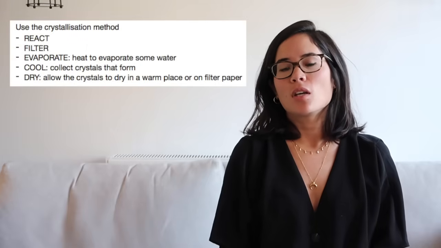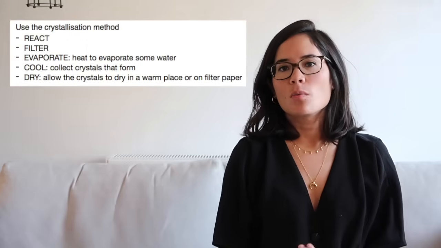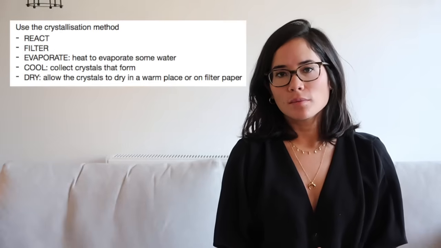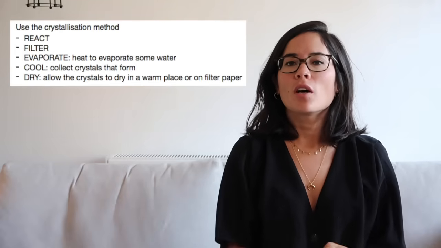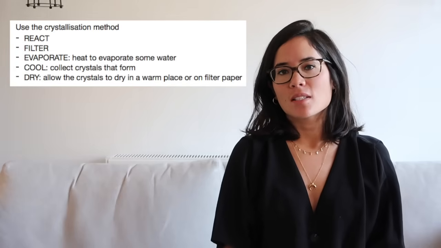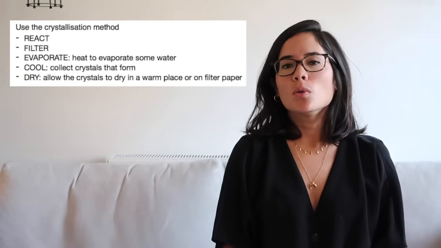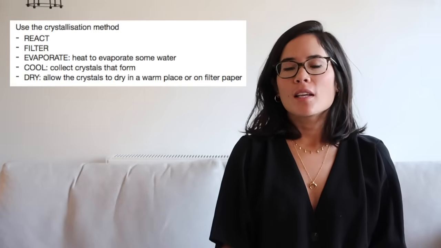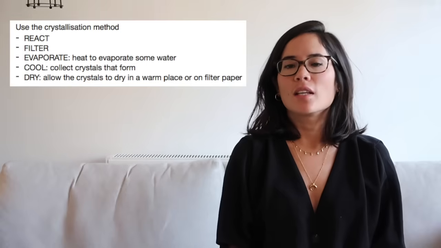Your summary for this is that you're going to react, for example, your metal hydroxide with your acid. You're going to filter in order to remove any undissolved solid. Then you're going to evaporate. So you're going to place that solution in an evaporating basin over a Bunsen burner with gauze and a tripod, and you're going to get rid of excess water, so you'll evaporate some of the water. Then you're going to allow the mixture to cool, and eventually you want to let it dry out in a warm place, so on a warm windowsill, in a drying oven for example, or on paper.